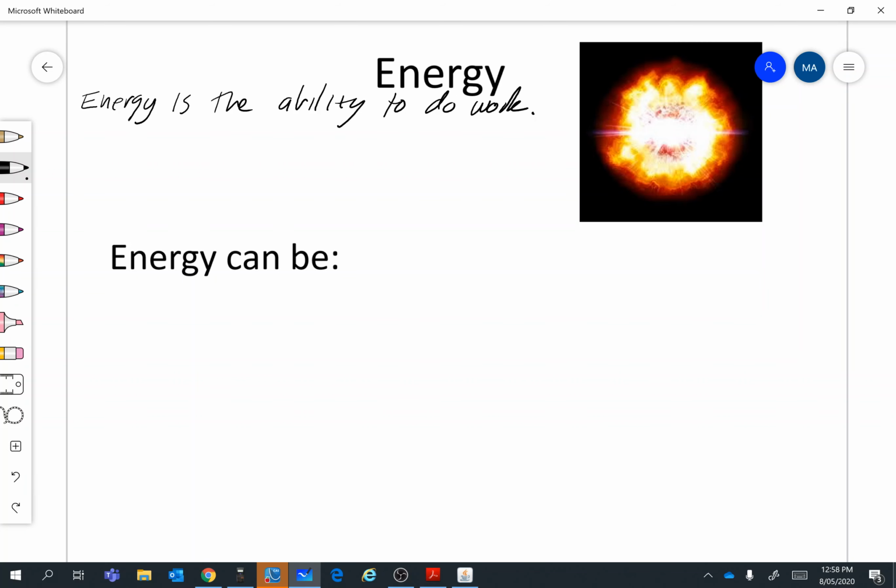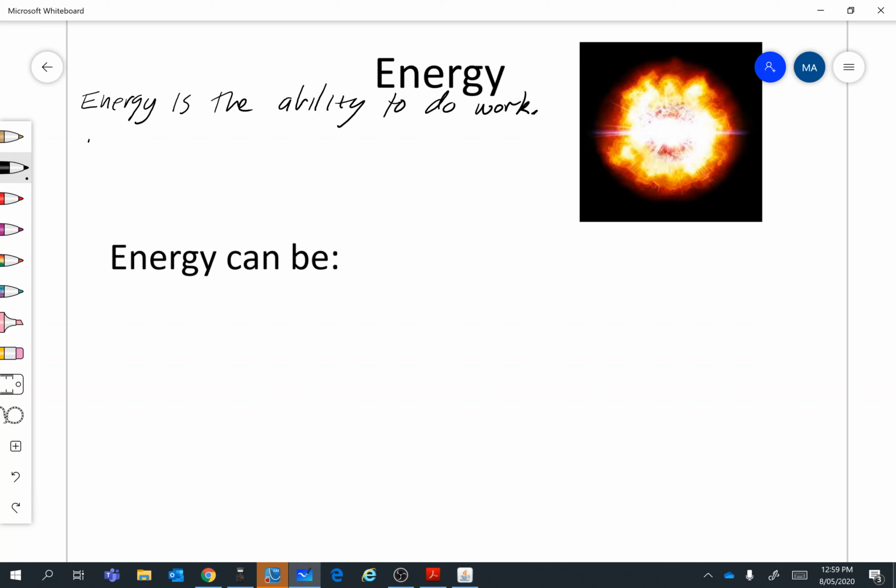So by work, of course, we mean the scientific definition of work, which is a force applied to an object multiplied by the displacement that force causes. Okay, but if you're thinking, oh, I just haven't got the energy to do any of this energy work that we're working through, well then that's a different story. But this is the definition of energy, the ability to do work.